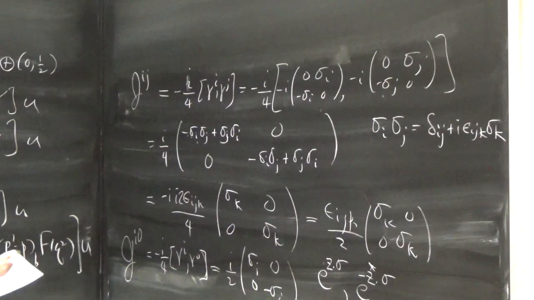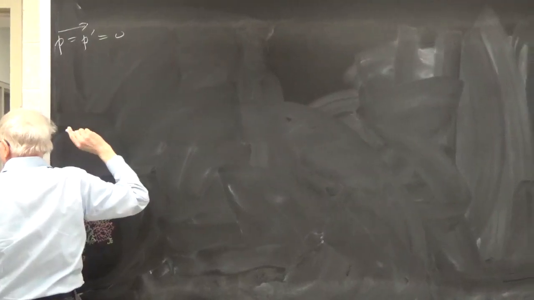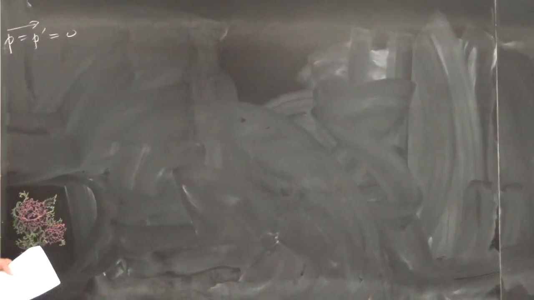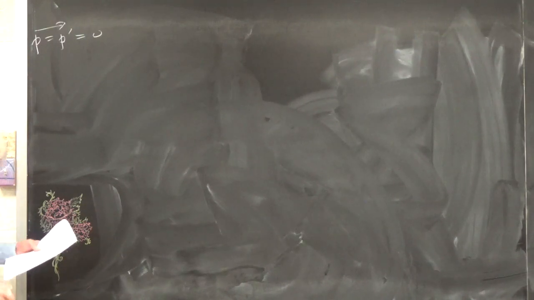Okay, so now what we're going to do is take those formulas and set p and p prime equal to 0, the vector part at least. So we're going to low momentum, because after all, magnetic moment is how the electron behaves in magnetic fields when it's moving very, very slowly.